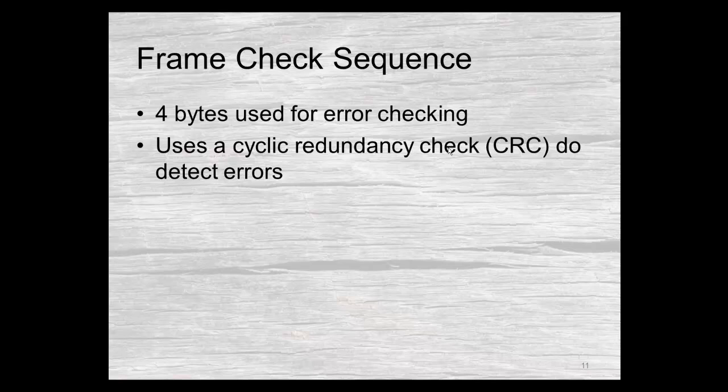After the data, we have a 4-byte error check, and this uses something called a cyclic redundancy check. Say that three times fast. It is used to detect errors. The CRC essentially can tell whether or not the frame came in correctly. It cannot tell where the error was in the frame, just whether the frame was received correctly.